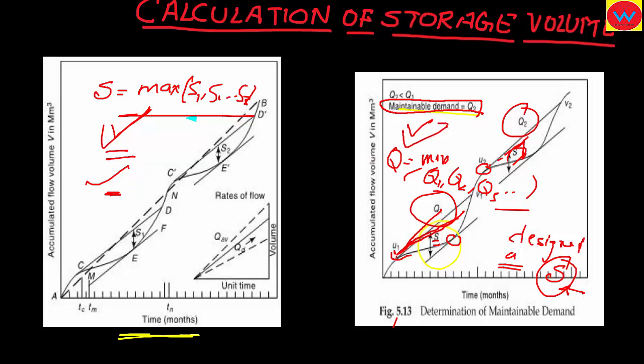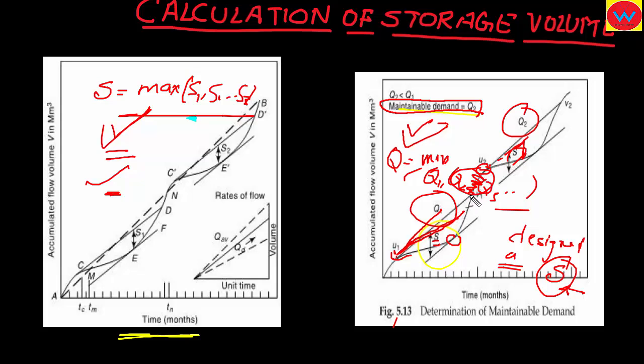Here we have calculated our storage capacity, and here we have calculated our maintainable demand. Some of the points which are worth noting in this case is that the vertical distance between two successive tangents to a mass curve at a ridge will represent the wasted water over the spillway. For example, this value will represent your wasted water over the spillway, because it will not be required. You will limit your demand to this.